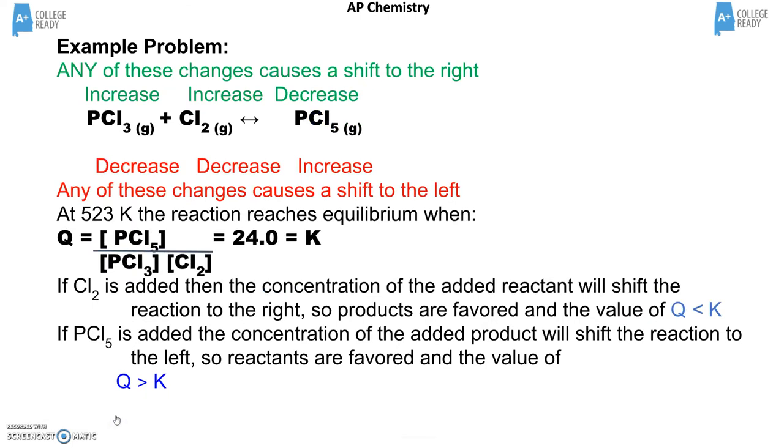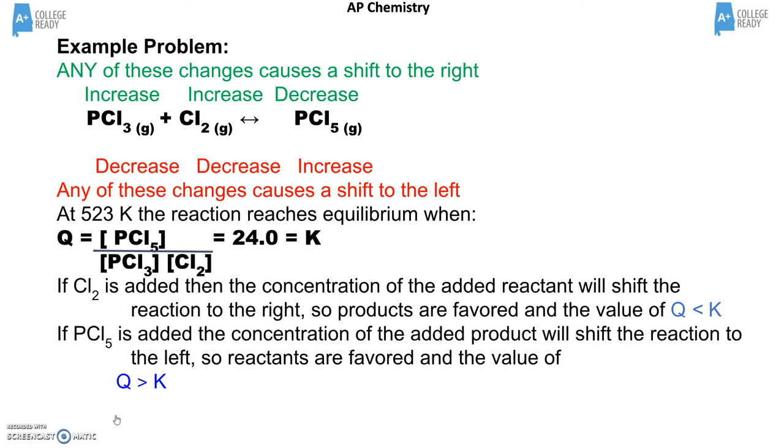Let's look at some example problems. So notice that I have here PCl3 plus chlorine is going to yield PCl5, excuse me. Again, notice it reaches equilibrium, so we're not at equilibrium. And I put my products over my reactants.